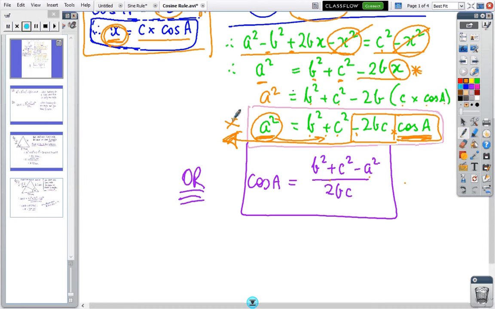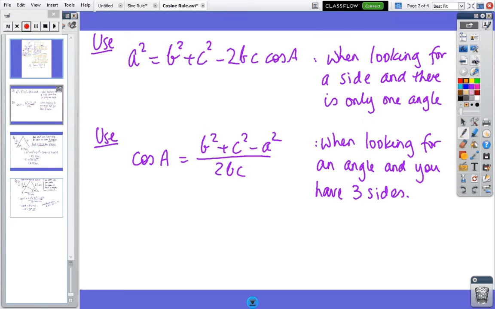So I've got two formulas which I'm going to write on the next page. I've got a formula with the length squared out the front, and the other one is with an angle out the front. You don't need to copy that down because on the next page I've just summarised them. So we've got a squared equals b squared plus c squared minus 2bc cos A.